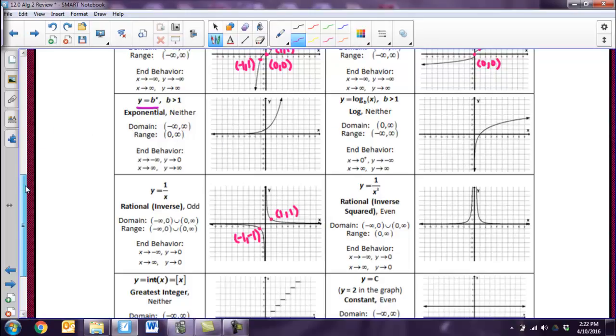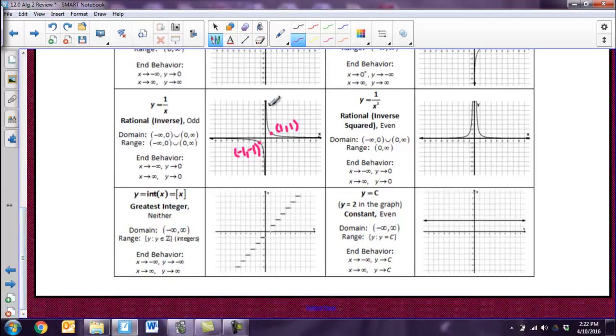So there's not actually a parent function, they just put in numbers to kind of show you what the shape is. You've seen the rational parent function. That's the one that has the two branches and it has those two asymptotes on the x and the y axis. If you take your rational function and you square your denominator, this is what you get. It basically just makes all of your y values positive. So you don't have the branch in the third quadrant, but it's in the second quadrant.